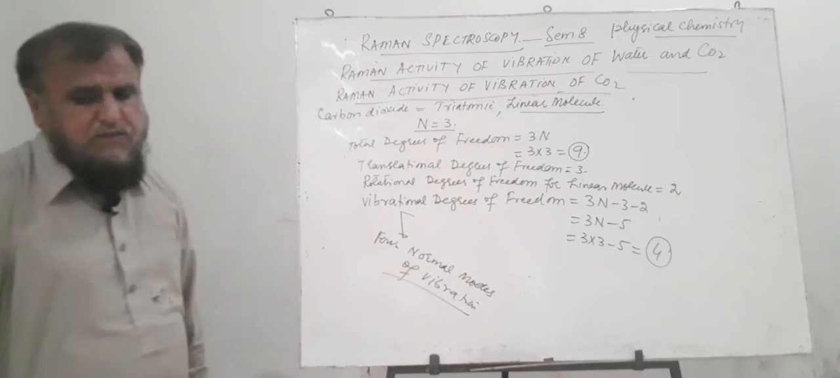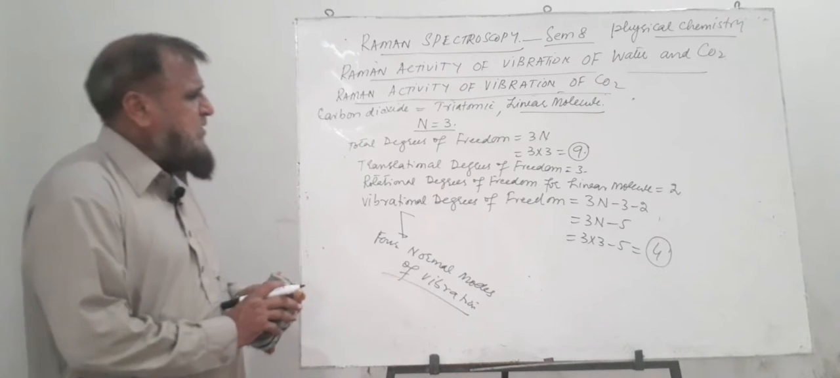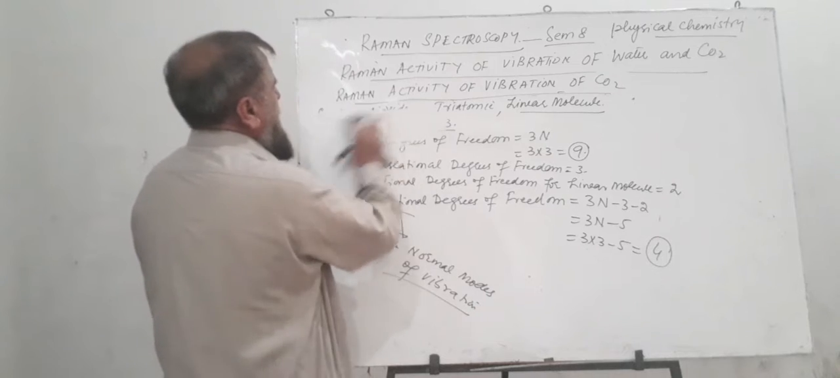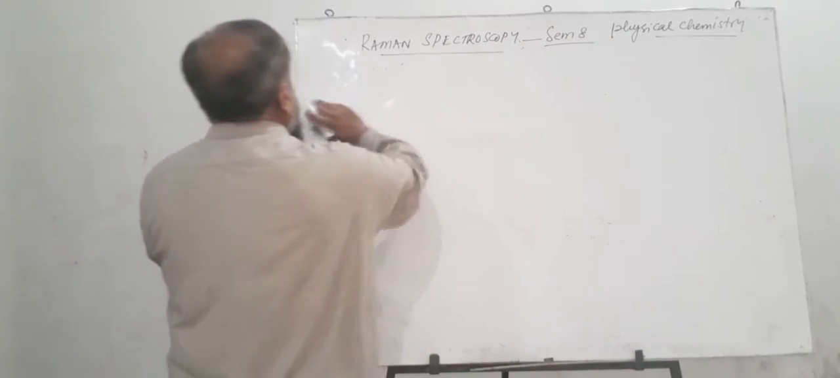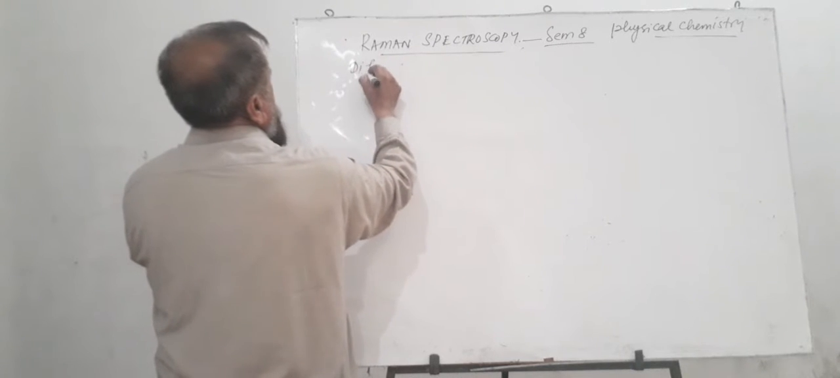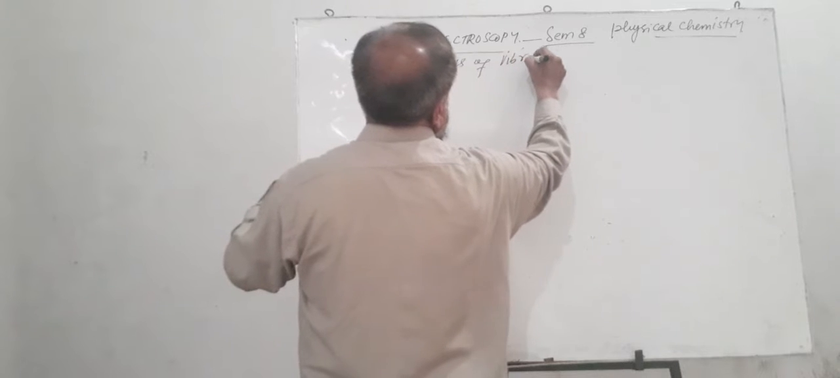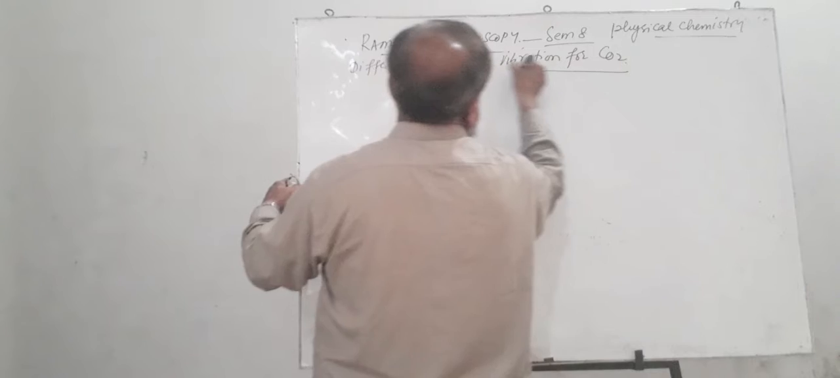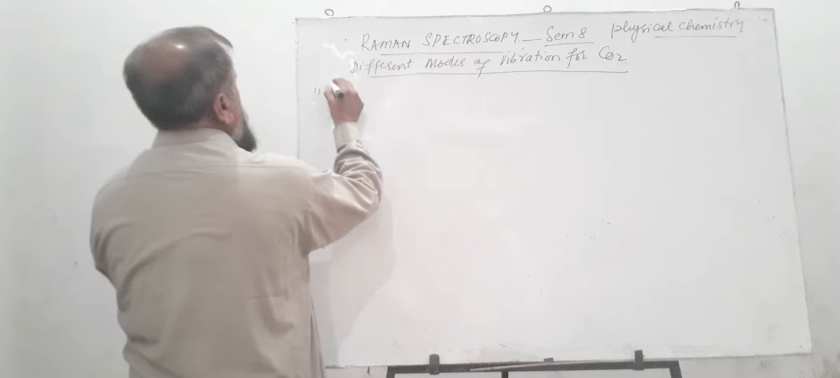There are 4 modes of vibration, and these can be shown diagrammatically. Let us draw the different modes of vibration for carbon dioxide. The first one is called symmetric stretching.